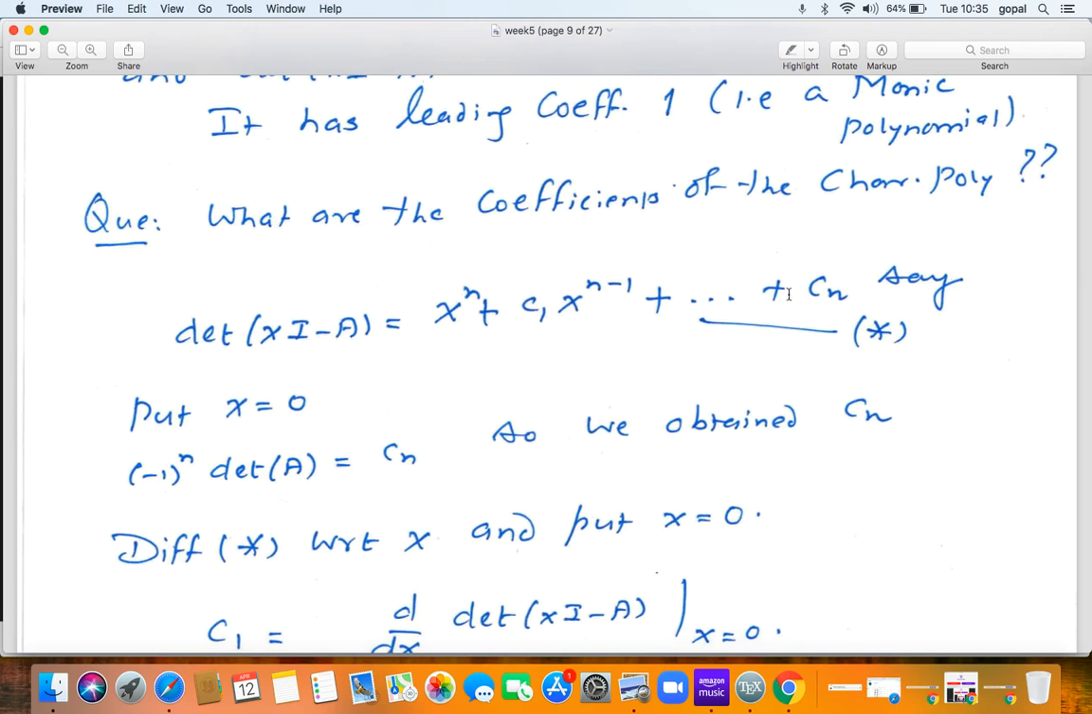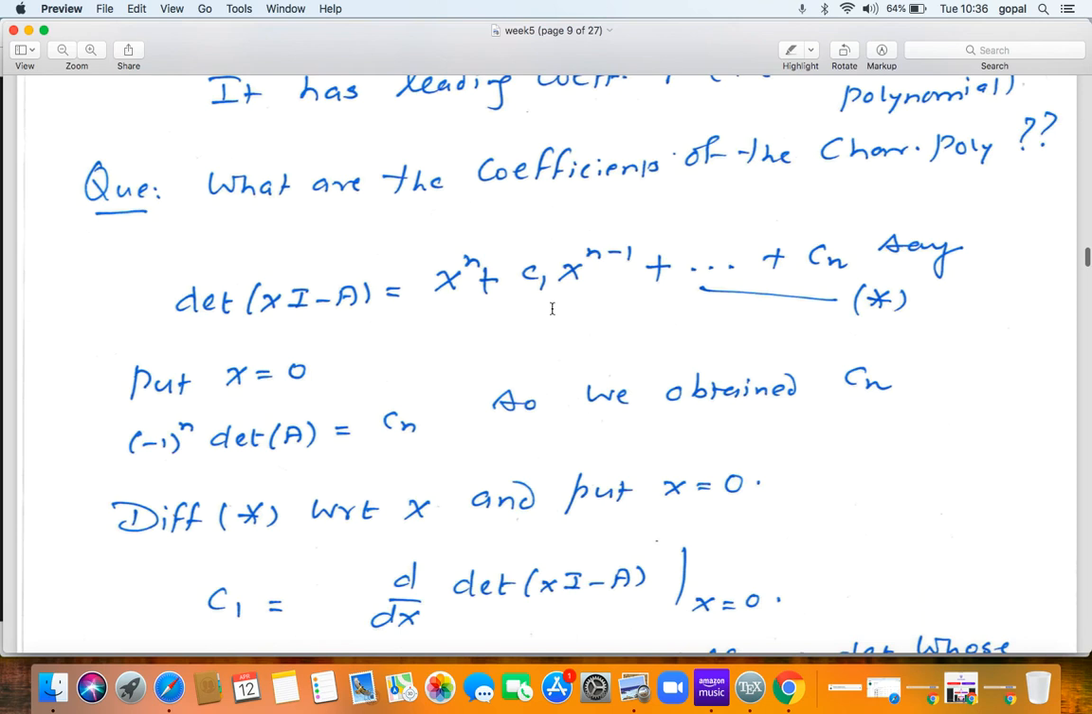What is the previous term? c(n minus 1) times x. The coefficient of x is c(n minus 1), and I want that coefficient. One way to get the coefficient of x is to differentiate both sides of star with respect to x and then put x equal to 0. The constant will first disappear. c(n minus 1) x, when I differentiate, I'll get c(n minus 1). The others are quadratic, cubic terms, etc. When I differentiate, there'll be x remaining, and that will disappear when I put x equal to 0.